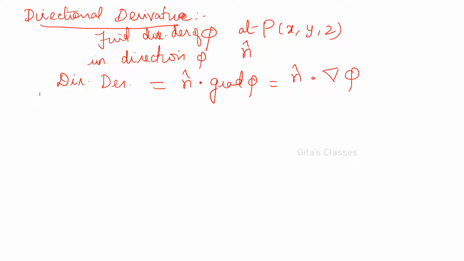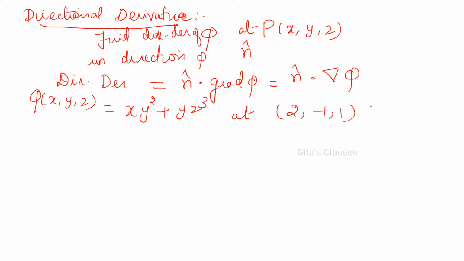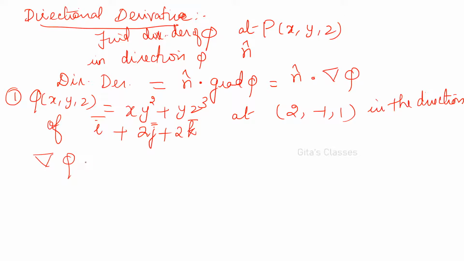Find the directional derivative of phi of x, y, z is equal to x y squared plus y z cube at the point 2 comma minus 1 comma 1 in the direction of i plus 2j plus 2k. Maybe you would have done this problem, but still. So what you have to do is first you find out del phi.